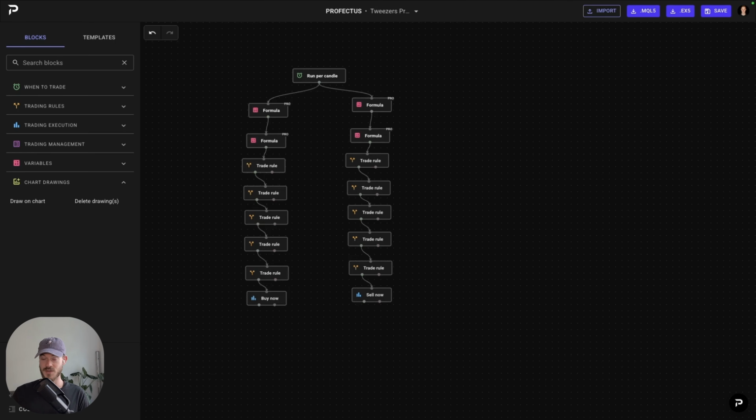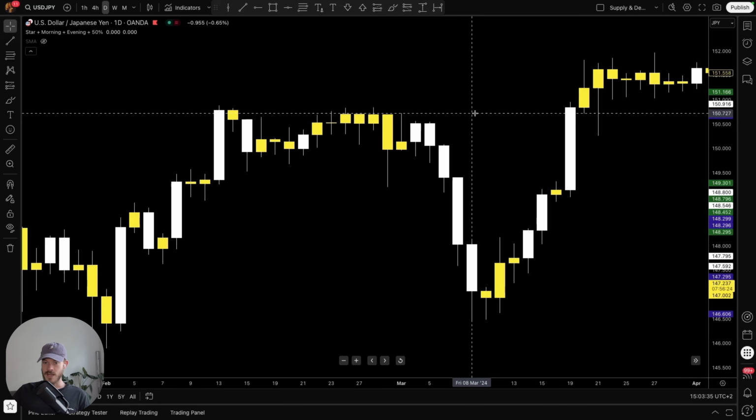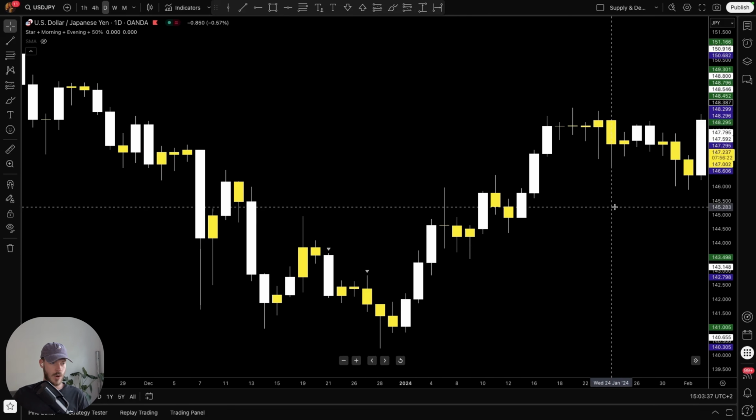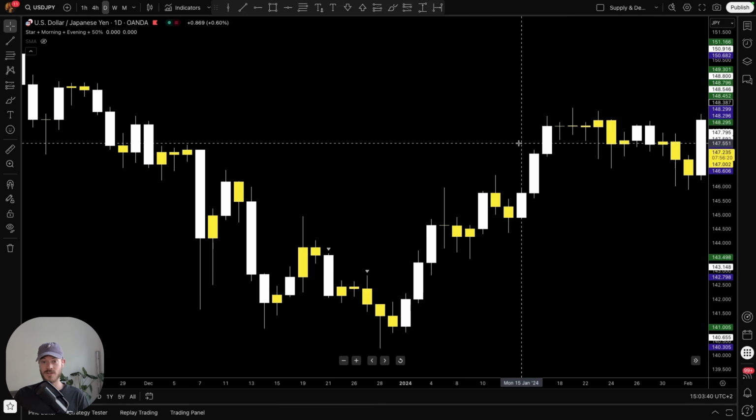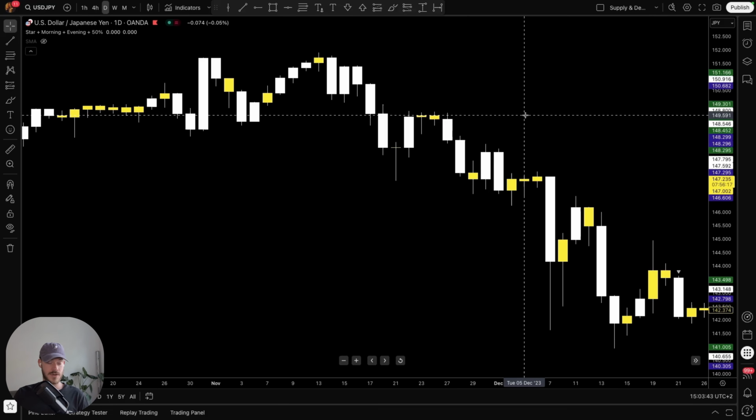Alright, so much for the tweezer top and bottom. Inside breakout, inside day's breakout, however you want to call it, you simply want to detect a consolidation of a certain time period and then a breakout of this range.